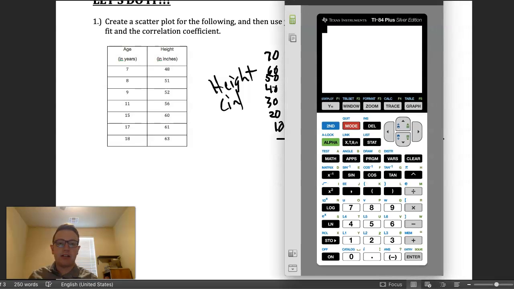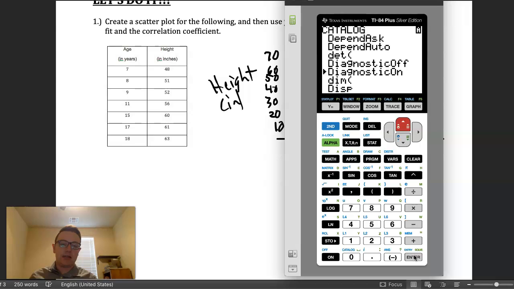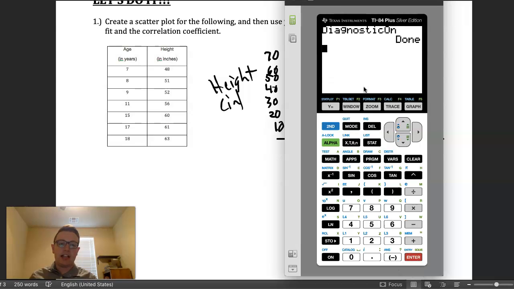So I have my calculator on. The first thing we're going to need to do is make sure that we can actually get all the information we need. So we're going to hit second 0 to get to the catalog. You only ever have to do this once. We're going to search until we find diagnostic on. Once we find that, we hit enter and enter again so we see that diagnostic on is done. Now we're good to go on finding lines of best fit and correlation coefficients.